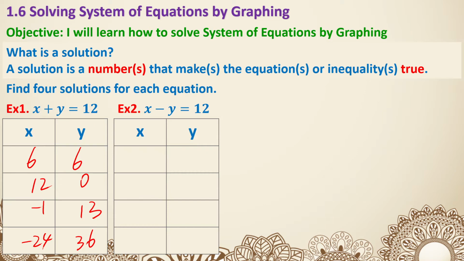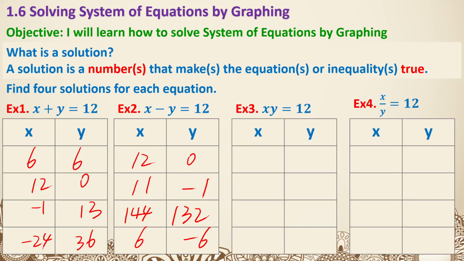Example 2, x minus y equals 12. So now we need two numbers that subtract to get 12. So we have 12 and 0. Again, let's involve some negative numbers. We can have 11 and negative 1. We can have 144 minus 132, that's 12. Or we can have 6 minus negative 6. That works.